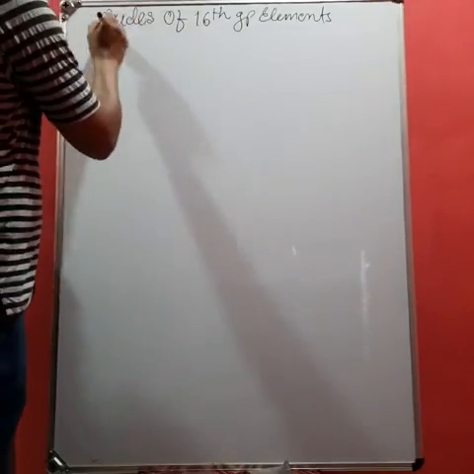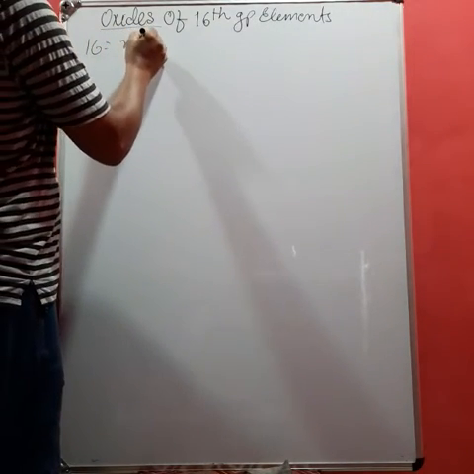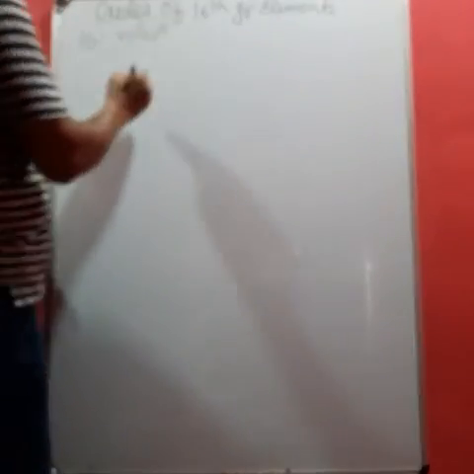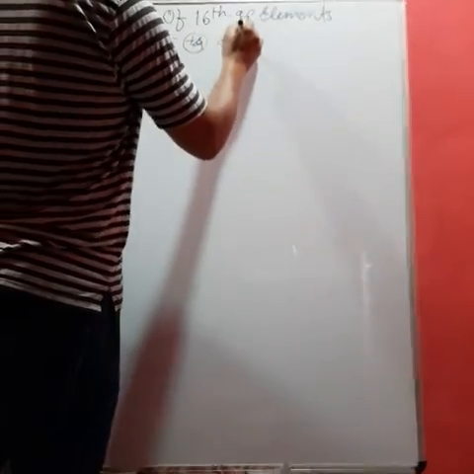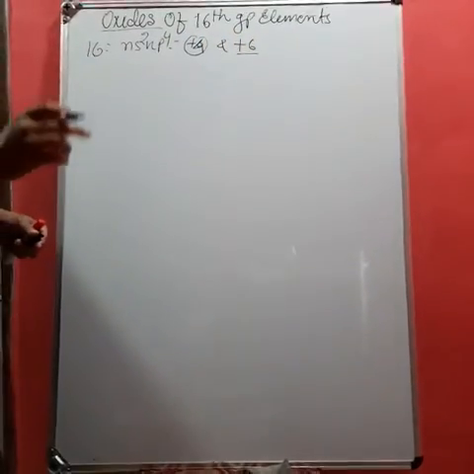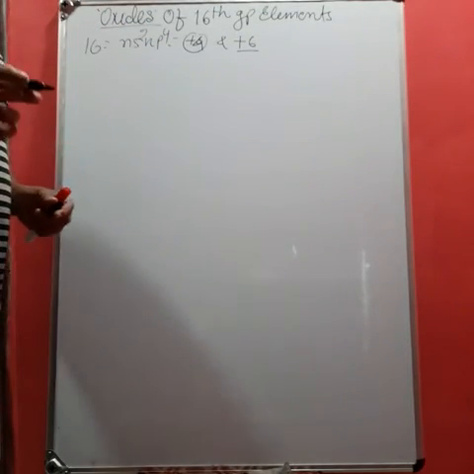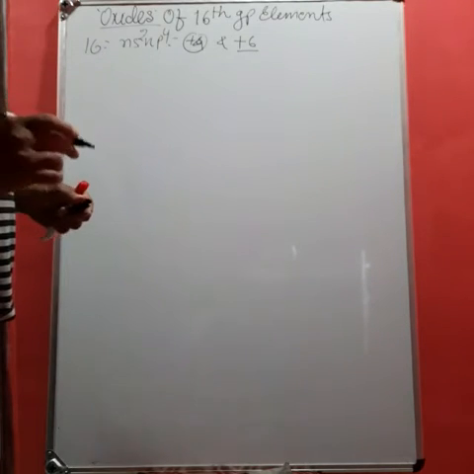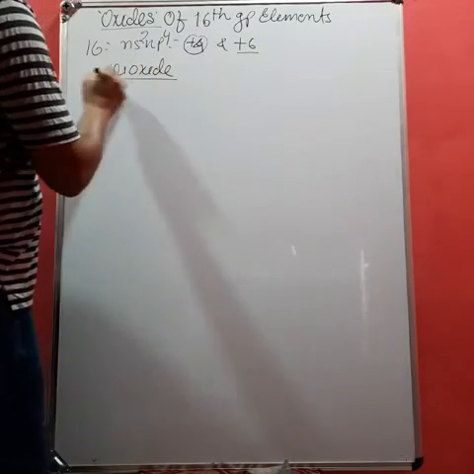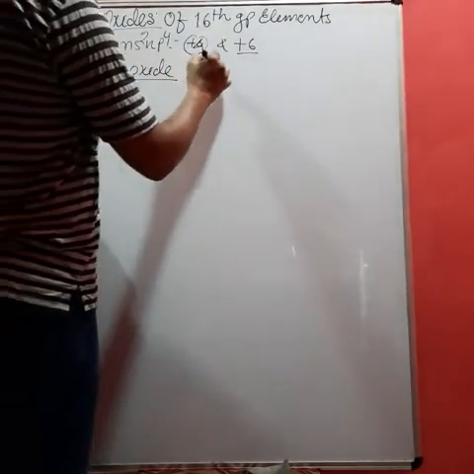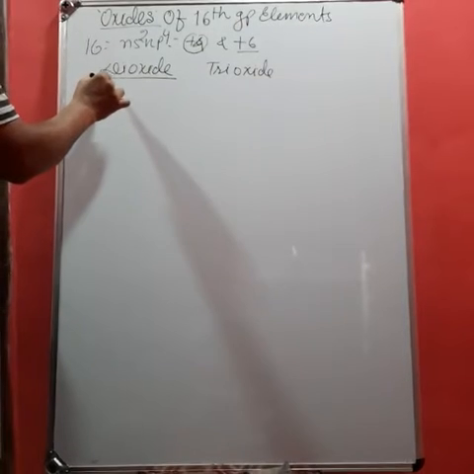Like here, oxides of the sextile group elements. Now, you know that the sextile group elements have the general electronic configuration ns2np4. That is, they show two types of states: +4 state and +6 state. Here, oxides means the reaction with oxygen. Oxygen is divalent, therefore all sextile group elements form two types of oxides: dioxides and trioxides.